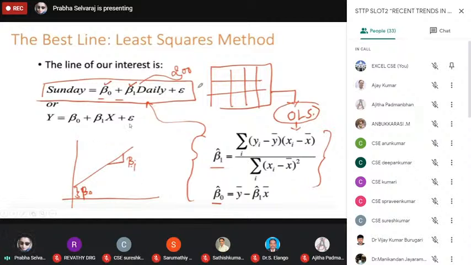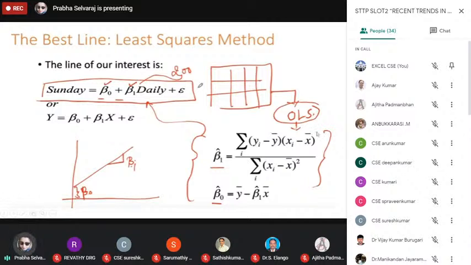Now here you see Sunday. Sunday is the dependent variable which you want to find out. The decision is taken based on the daily circulation. So beta naught plus beta 1 into daily, that is what is given. Now I want to find out beta naught and beta 1, so you can easily find them.